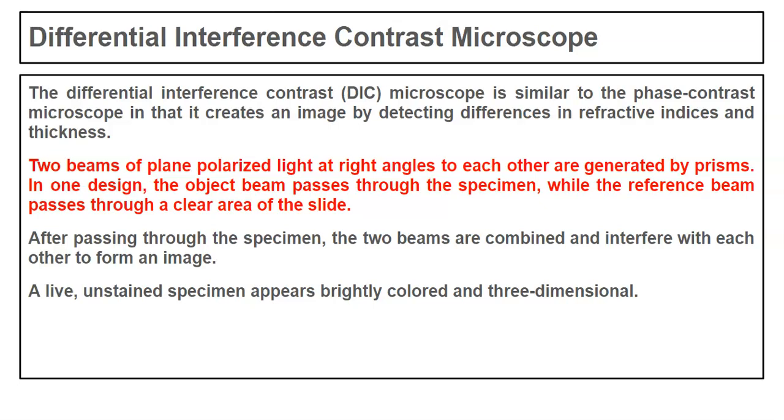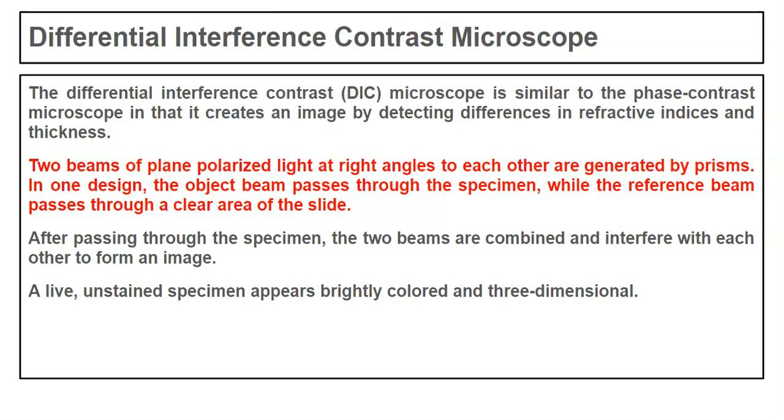I believe you know the basic physics. We had studied this in junior college also, what is meant by polarized light and the plane of the light. So in this technique of microscopy, there are two beams of plane polarized light. They are at right angles, meaning at a 90-degree angle to each other, which could be generated by use of prism.